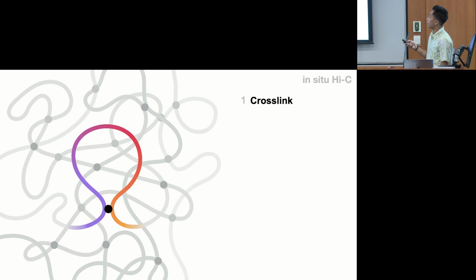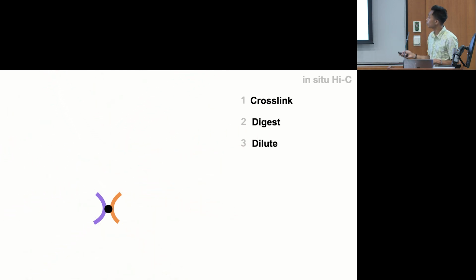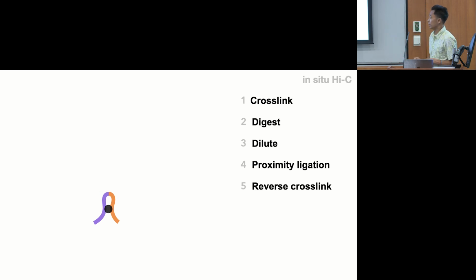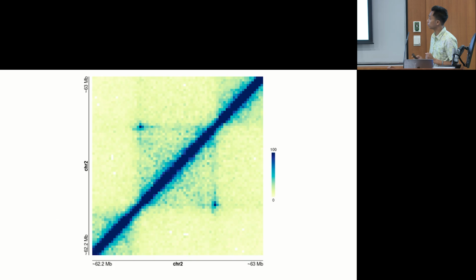We would then add a restriction enzyme. What this does is it makes random cuts all over DNA. We would then dilute away fragments that weren't glued together. There's a proximity ligation step where things that were close together, we can ligate them together. We then reverse cross-link, or take off the glue. And we then have this chimeric fragment that we can sequence and align to our genome of interest.